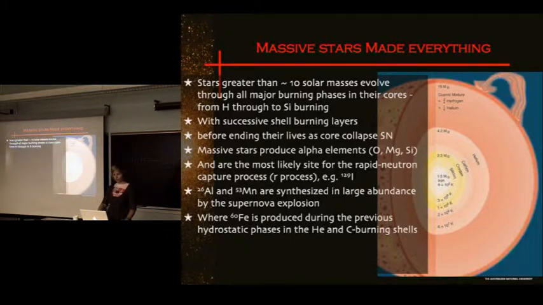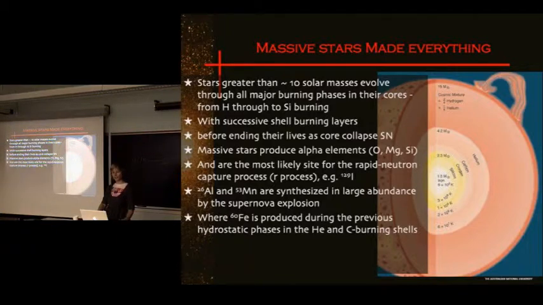So just to recap, these massive stars that explode as supernovae are greater than about 10 or 11 solar masses. They go through all major burning phases in their core, from hydrogen through to silicon, with successive shell burning layers, as shown schematically in that diagram on the right. And they end their lives as core-collapse supernovae, where the remnants are a neutron star or black hole, depending on the initial mass. Massive stars produce most of, or I guess all of, the alpha elements in the galaxy, so that's oxygen, neon, magnesium, silicon, etc.